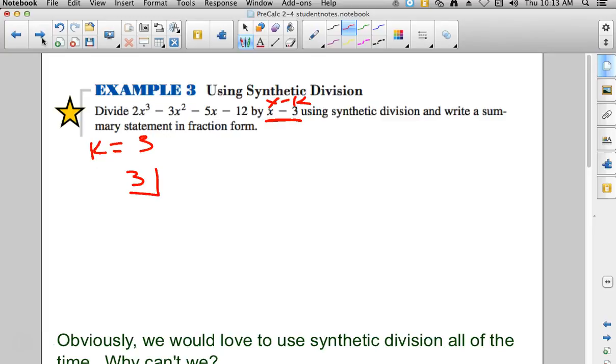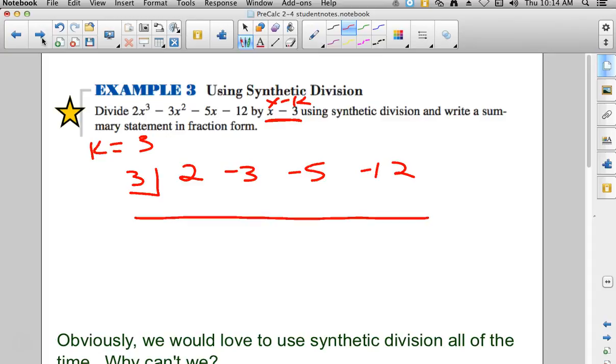Now, synthetic, great, fast, and easy, if you remember that you have to have a representative for each of the powers all the way down. If something's missing, you have to put a 0 as a placeholder. Even if it's the constant at the end, you have to have a 0 in that place. So as I'm looking at this, I'm thinking 3, 2, 1, 0. Good. I'm not going to miss anything this time. They're all there. And you just take the coefficients.